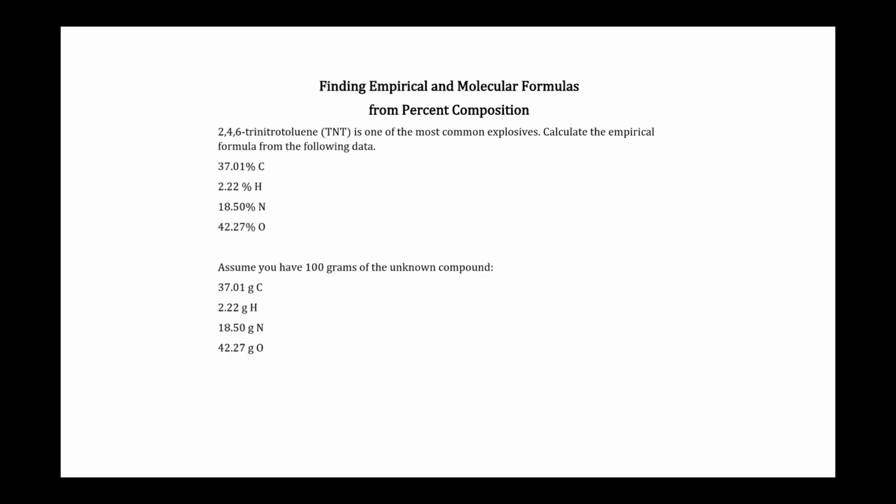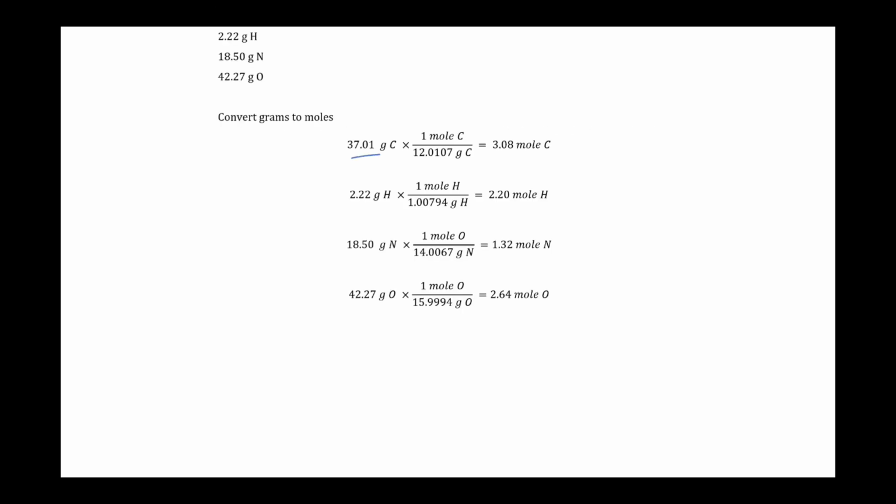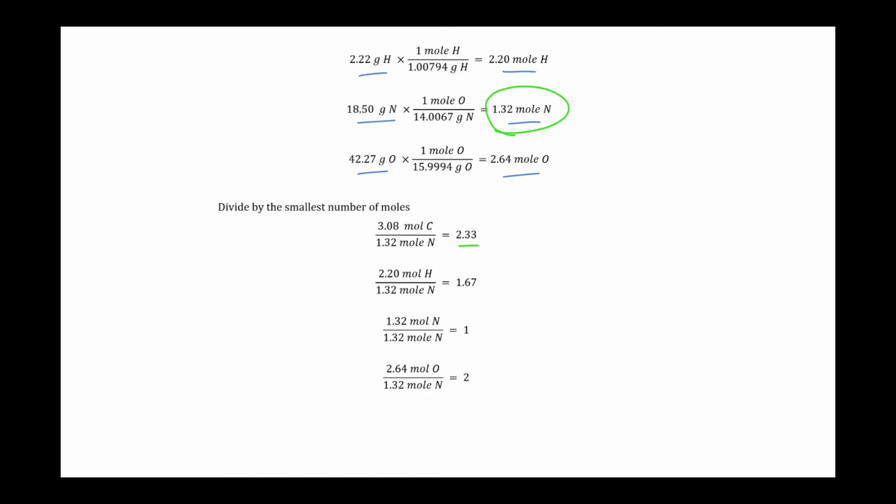Let's assume we have 100 grams of TNT, converting my percentages to grams. Next, I'm going to take each of my grams. I'm going to use molar masses and convert to moles. Now to find my smallest number of moles, let's see, in this case, it is nitrogen. So that is what I'm going to divide all my number of moles by to find my ratios. When I do this division, I'm getting some whole numbers and I am getting some decimals.